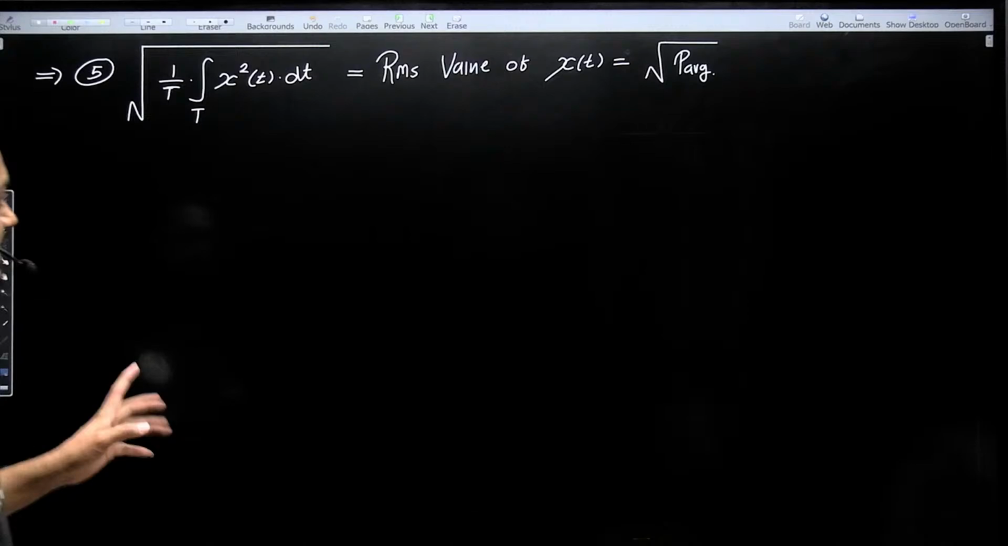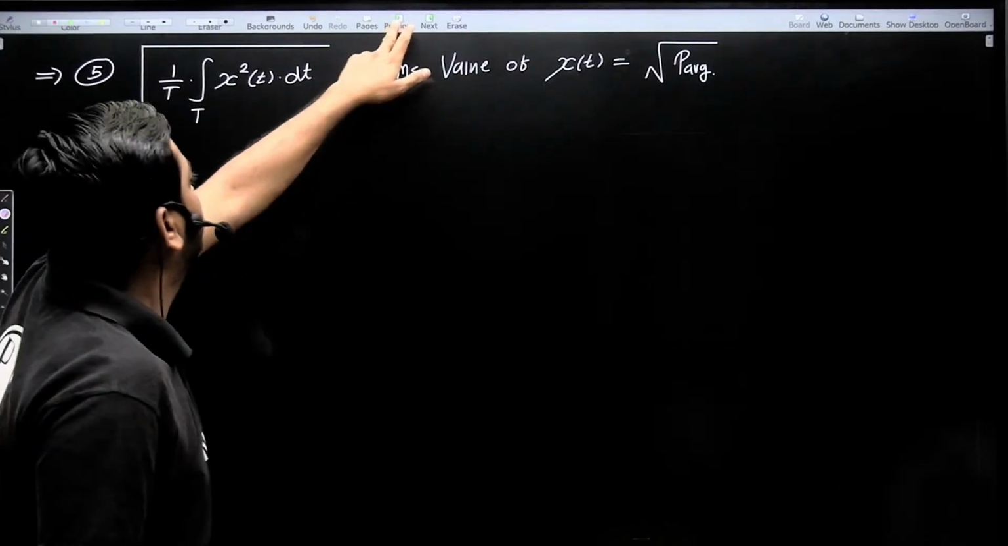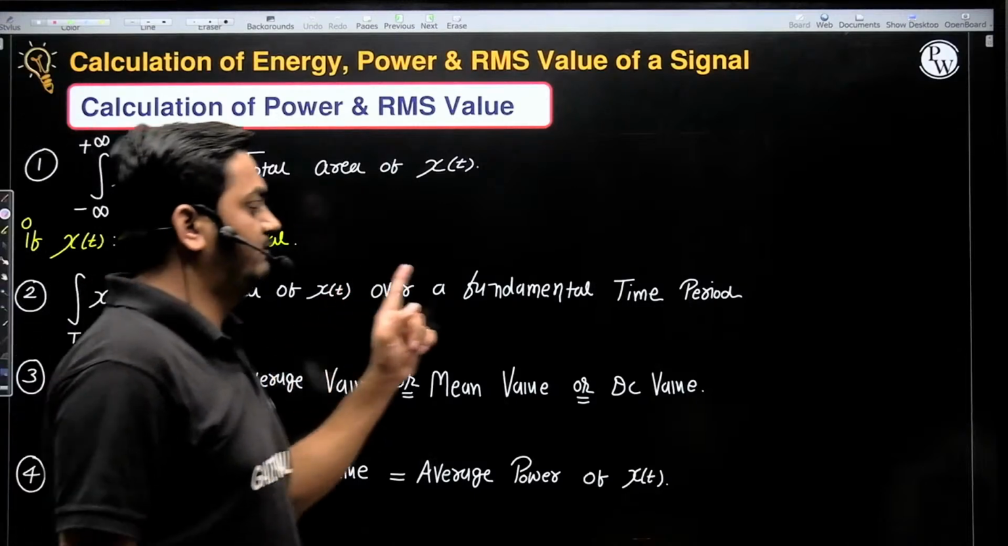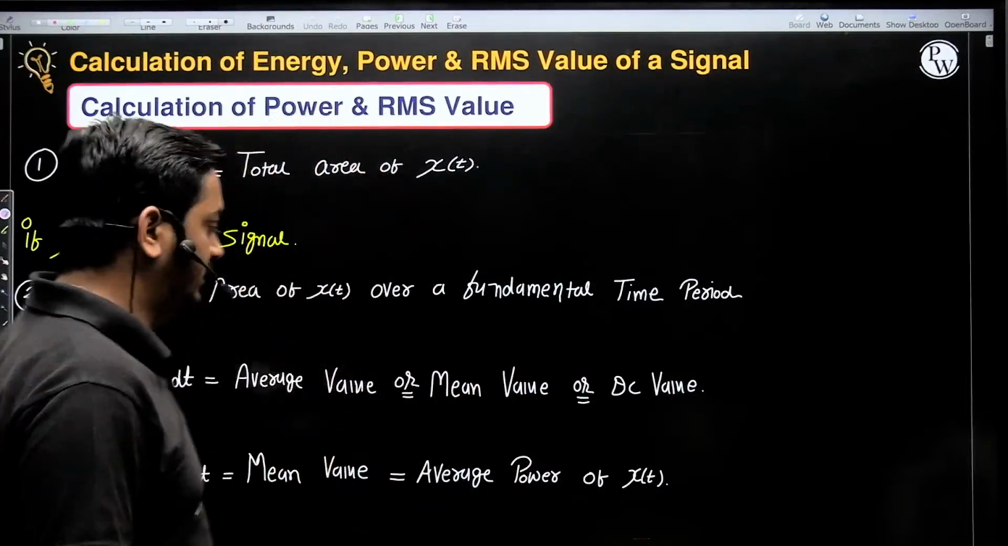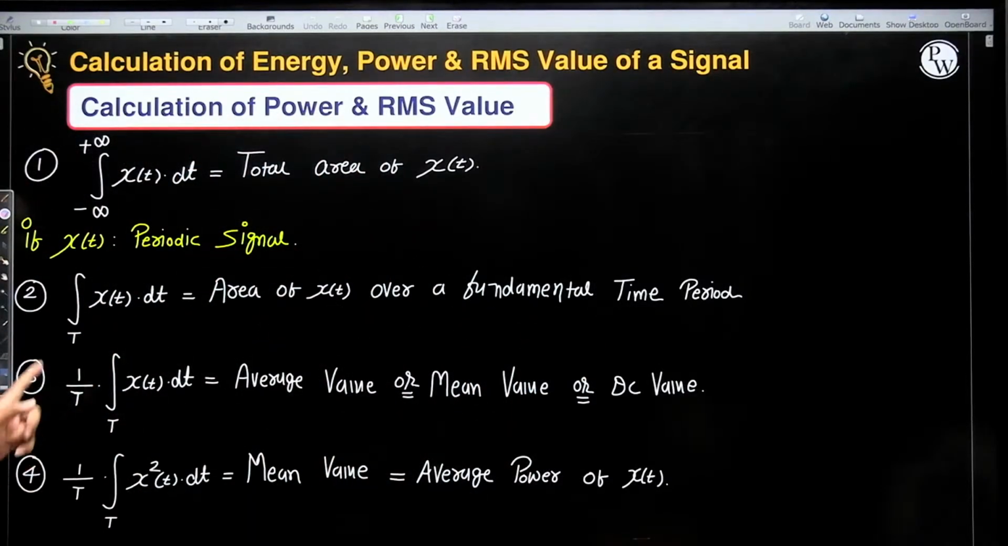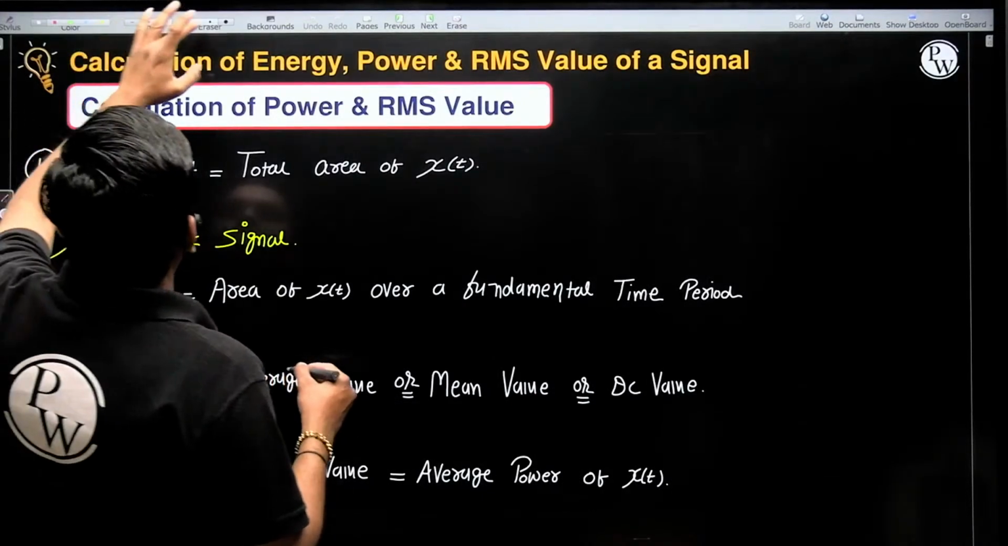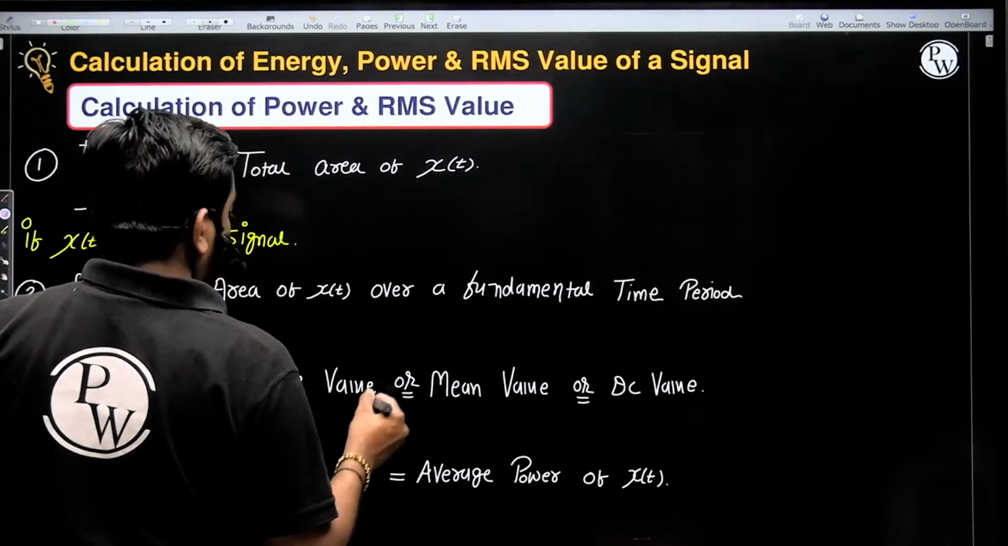Clear? So this is very, very much important, guys. See, again, simple integration from minus infinity to plus infinity is known as the total area of x of t. Integration over a fundamental time period is known as the area of x of t for one cycle, and divided by capital T, it is known as average value or mean value or DC value. And after taking the square, if you integrate, then it becomes the mean square value. Okay, this is mean square, not mean value. This is mean square value.